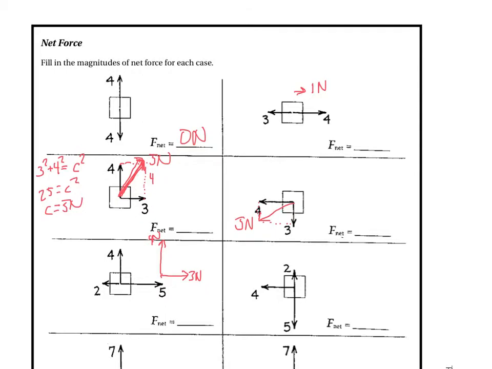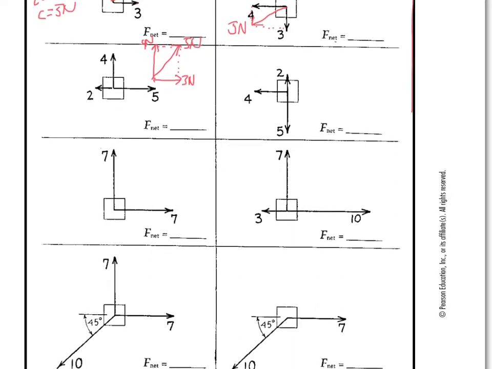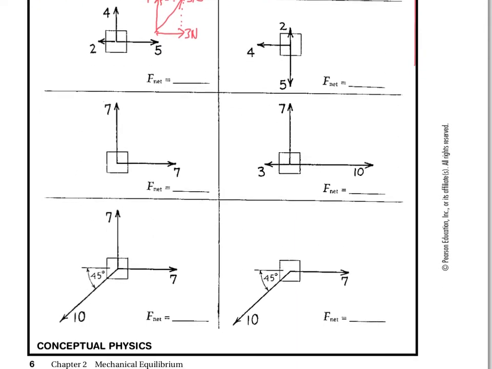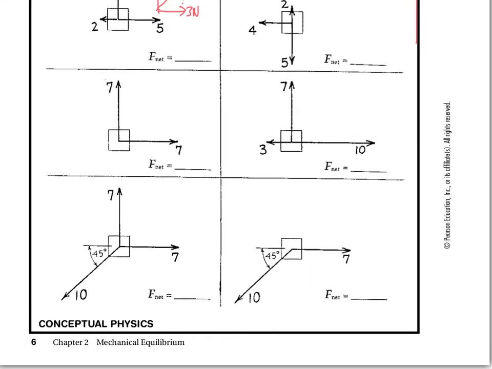And, lo and behold, this looks very similar to the first one of these problems. So the length of that net force, or that net vector, is 5 newtons. So that's an easy way to do some of these earlier ones. Next, we're going to go down here to the bottom corner. We're going to do the bottom left and the bottom right one.